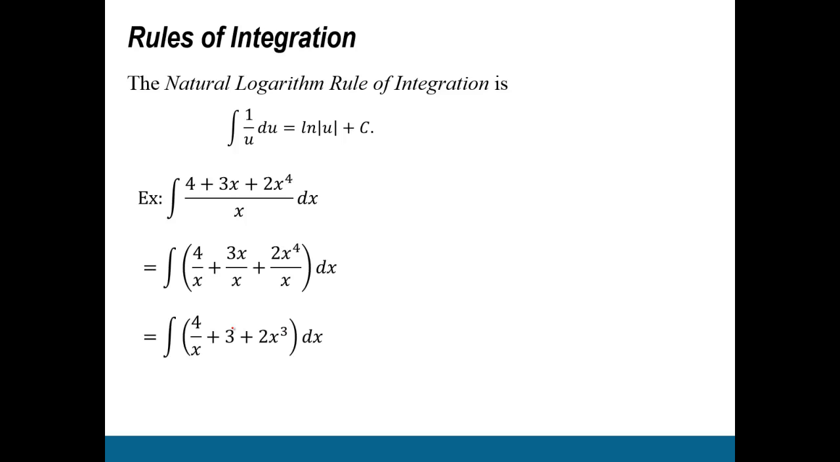Now we will distribute the integral operator and integrate. When we integrate 4 divided by x, we have 4 times the natural log of the absolute value of x. Next, we'll integrate 3, which gives us 3x. Lastly, we'll integrate 2x cubed, which gives us 1/2 x to the fourth plus the arbitrary constant.